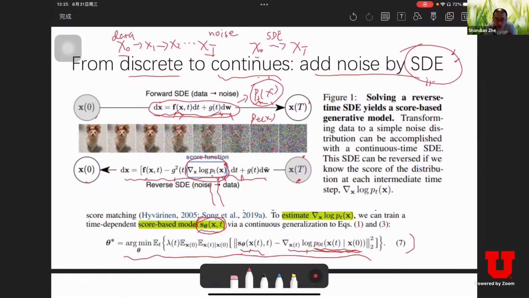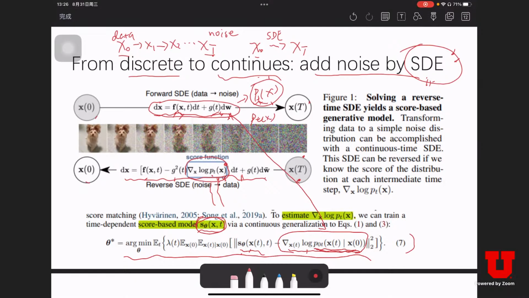Sure. How do you compute the log P0t(xt) given x0 on the right hand side of equation 7? You mean this term? Yeah, the log P0t(xt given x0). Actually, for a general SDE, it's very hard to get the probability flow. I mean, at each time step, what's the distribution of your x? It's very hard to get it.